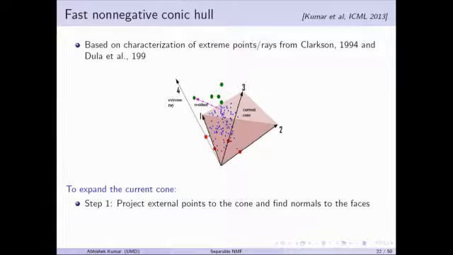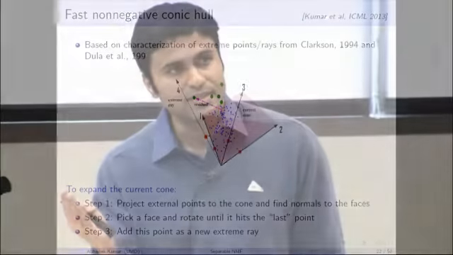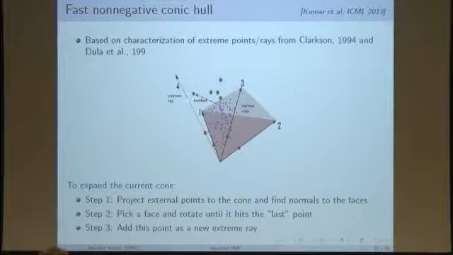and let's say we want to expand this cone by a 4th extreme ray. To expand this cone, we project all the external points to the cone and find normals to the faces. You can see the green points are external to the current cone, the blue points are internal to the current cone, and red points are the extreme rays. So we project all the green points to the current cone, and that gives us the normals to the faces of the current cone. Then we take a residual, so we pick a face and rotate it outside the cone until it hits the last point on that side, and that last point is our extreme ray. So in this case, we add this point as our anchor column, and this is the new extreme ray, and we expand the cone.